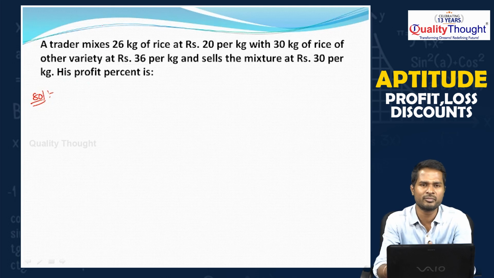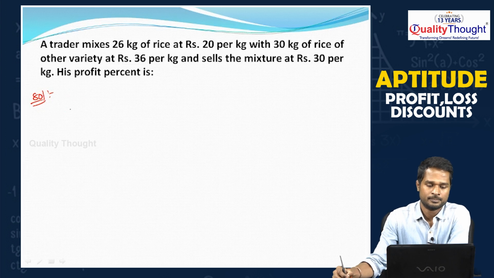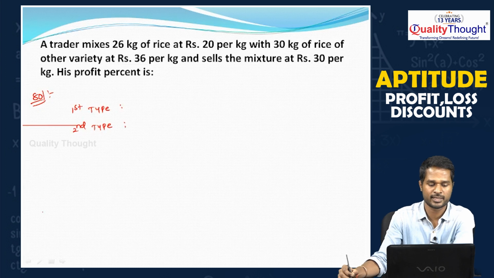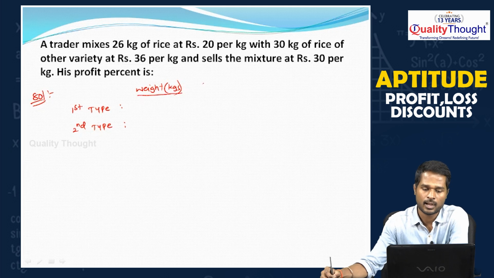If we want, we can calculate what the cost price of 1 kg is and what the selling price of 1 kg is. But let us see the first type and the second type. So, first type of rice and second type of rice we are taking. Here I will write weight, how many kgs are there, here cost per kg, and here final cost.